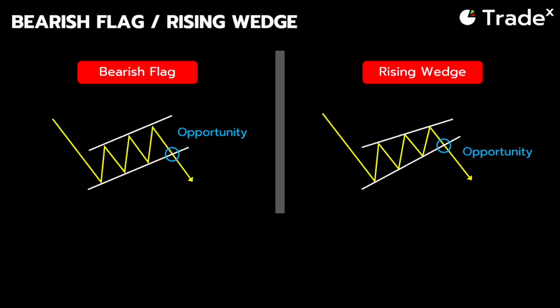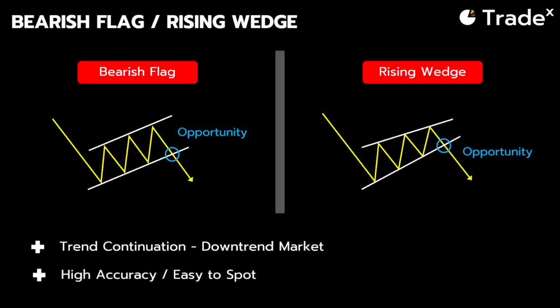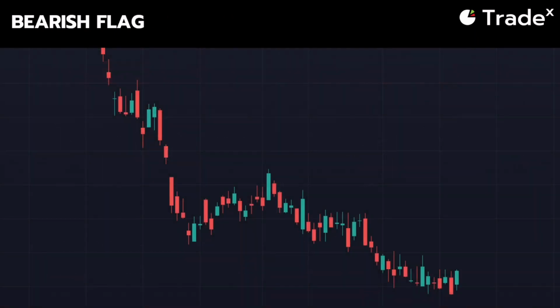Both the bearish flag and rising wedge patterns can be effectively used interchangeably in downtrend continuation strategies. These patterns are easy to identify and are known for their high trading accuracy, offering traders reliable entry points in bearish market conditions. Let's explore some examples.